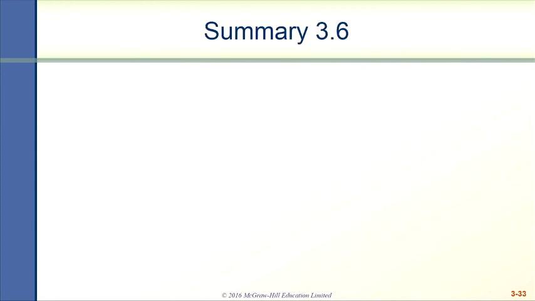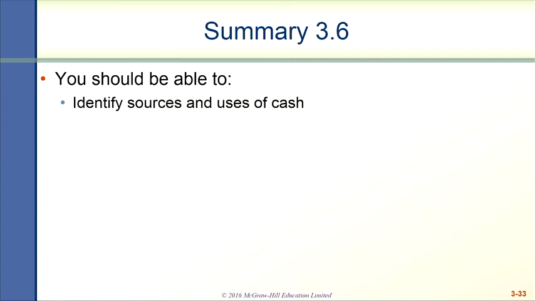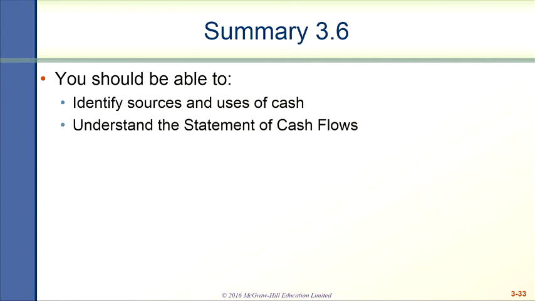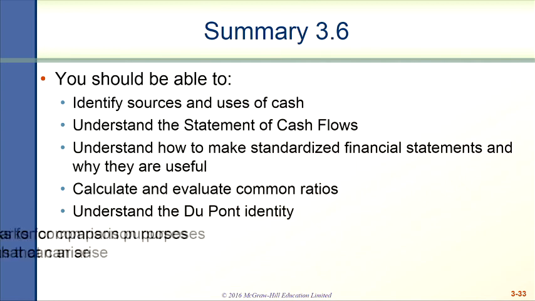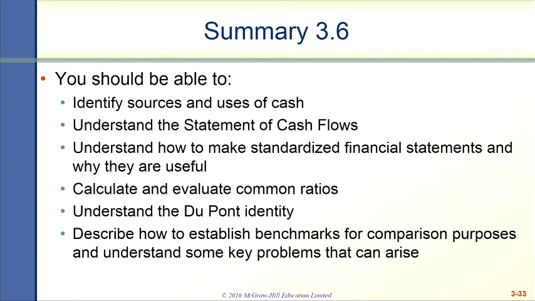So in summary, what we covered in this chapter was to identify the sources and uses of cash, understand the statement of cash flows, understand how to make standardized financial statements and why they are useful, calculate and evaluate common ratios, understand the Du Pont identity, describe how to establish benchmarks for comparison purposes, and understand some of the problems that arise. So that's chapter 3 in a nutshell.